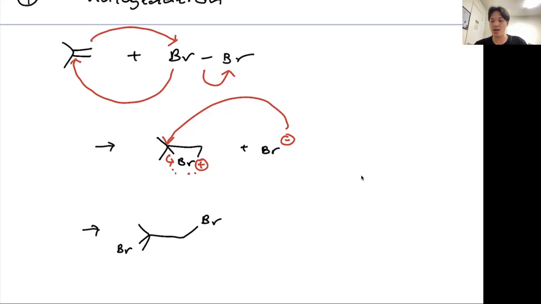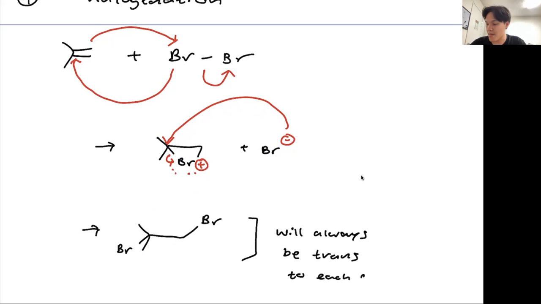And the key here is that these two bromine species will always be trans to each other. So if this bromine was on a wedge, this one would be on a dash if there was stereochemistry, or vice versa, dash wedge. Or as you can see here, they're on the opposite side of the alkane as shown. This one's pointing up and this one's pointing down, right?